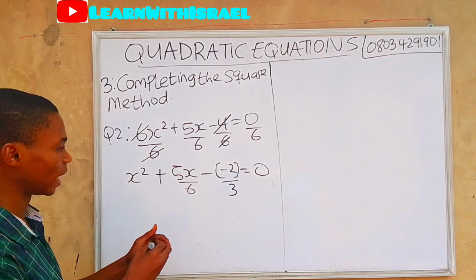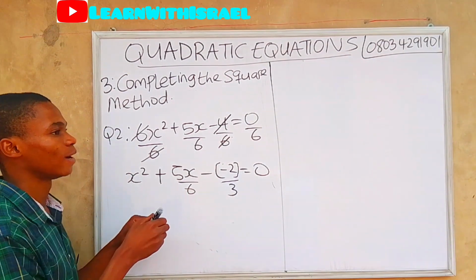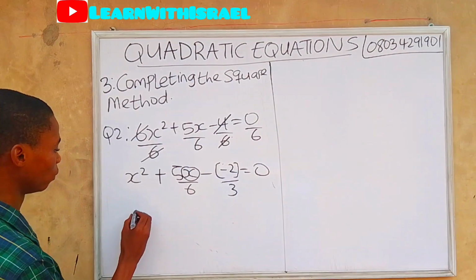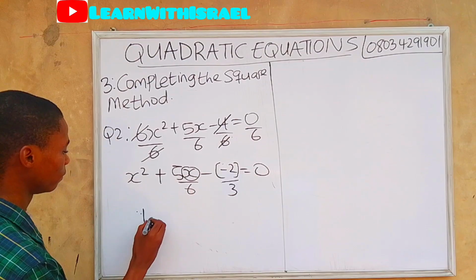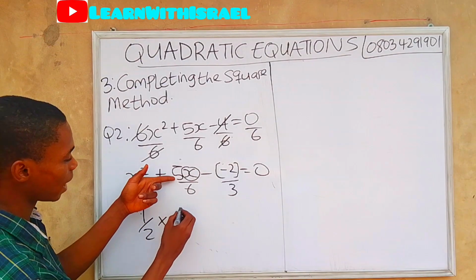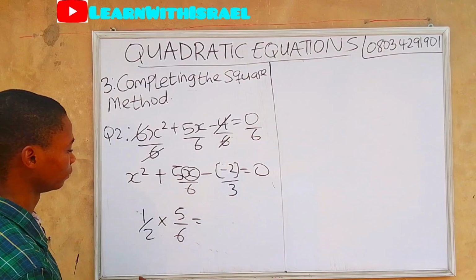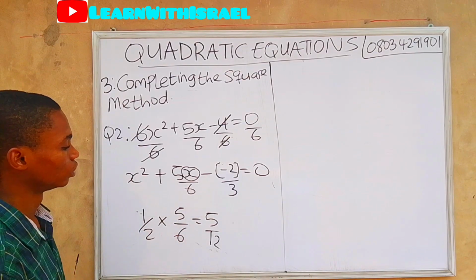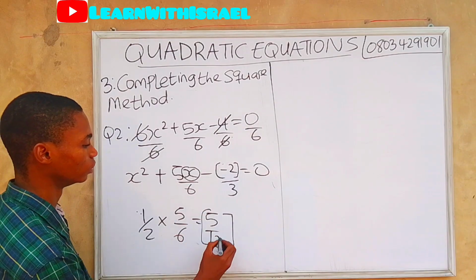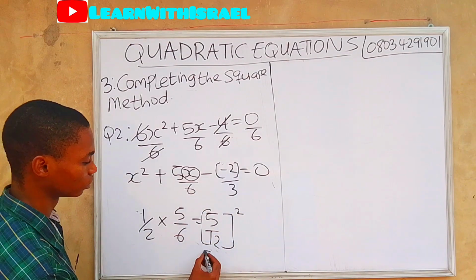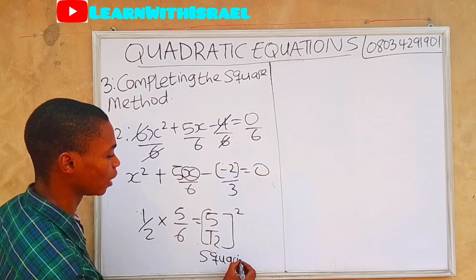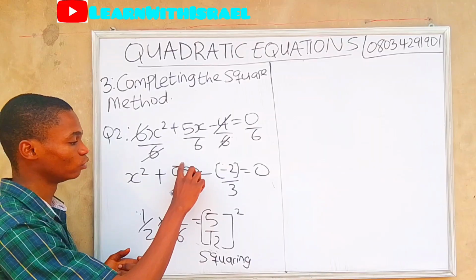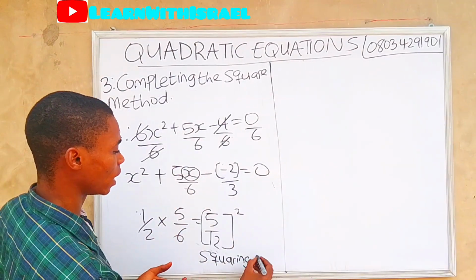So as we did the other time, we are going to take half of the coefficient of x. Half multiplied by 5 all over 6. 1 multiplied by 5 is 5. 2 multiplied by 6 is 12. So we square it. Don't forget, after you multiply half with the coefficient of x, you are going to square it.